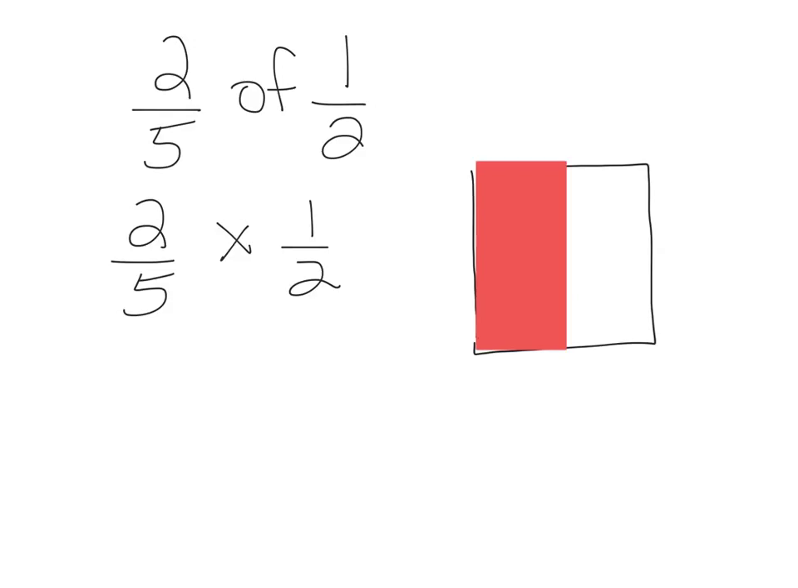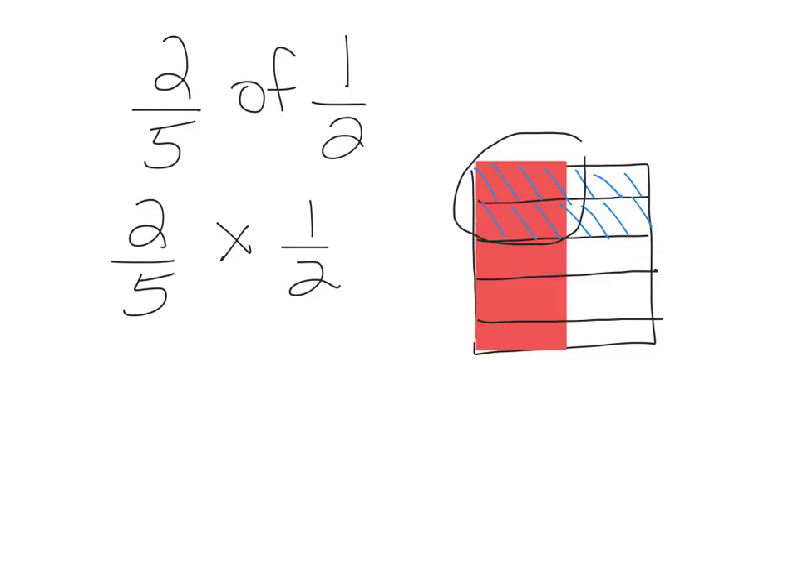Then I'm going to take 2/5 of that. So I'm going to break this up into fifths. And then I'm going to shade in 2 of those fifths. Here comes 1/5. Here comes 2/5. And once again, the area that has both the red and the blue lines is 2 out of a total possible 10. And that would be my answer. And I could also simplify that to 1/5.